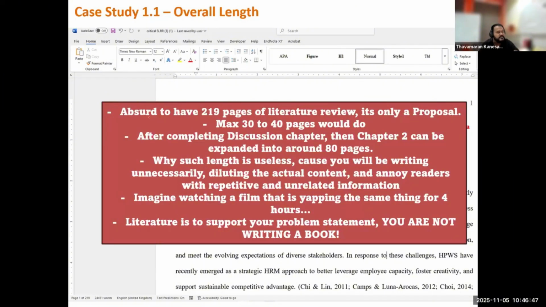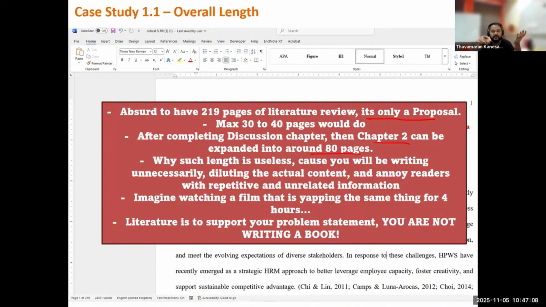So, it is absurd to have 219 pages of literature review. It's only a proposal. Max 30 to 40 pages would do. Enough, right? After completing the discussion chapter, that means chapter 5, then you can come back to chapter 2 and expand it to around 80 pages, because that's when you'll do the tuning.